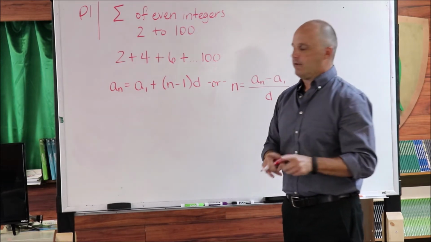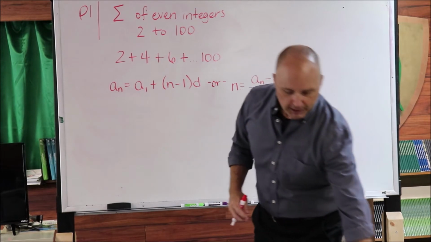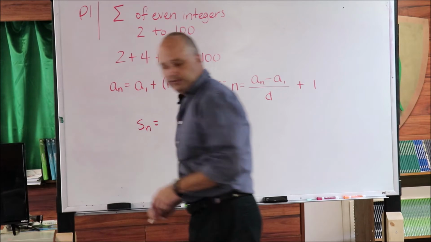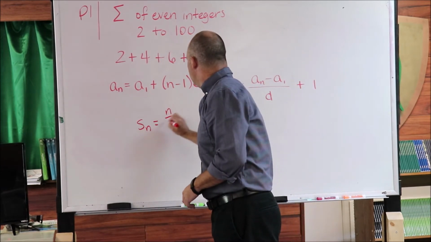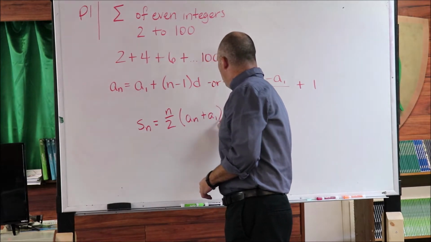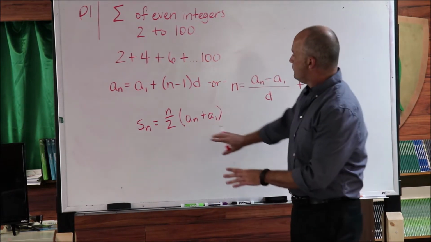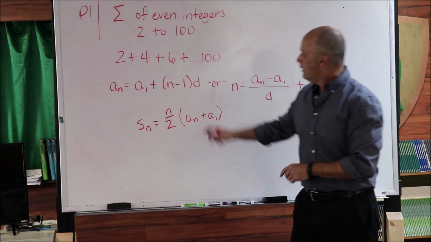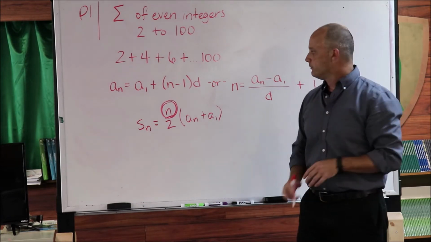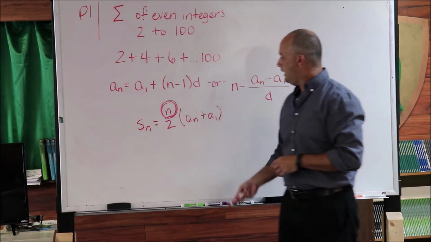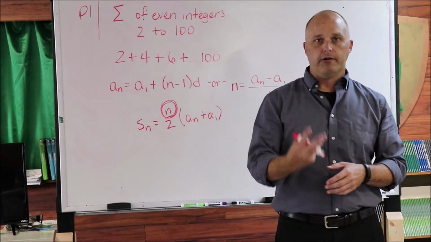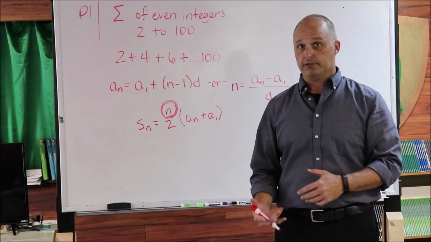But before we can use that formula, which is again going to be S sub n is equal to n over 2 times a sub n plus a sub 1, we've got to figure out what this n value is. Because right now we've got 4 variables. We've got S sub n, we've got n, we've got a sub n, and we've got a sub 1. We need to get 3 of the variables before we can figure out what the 4th is.